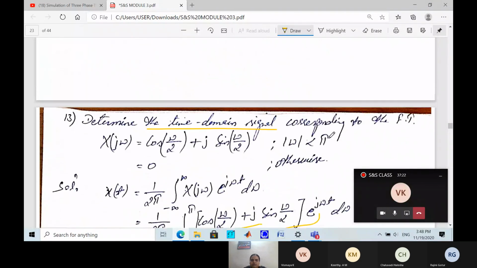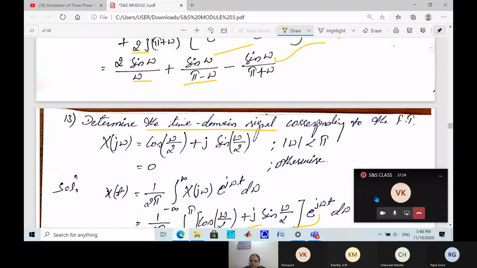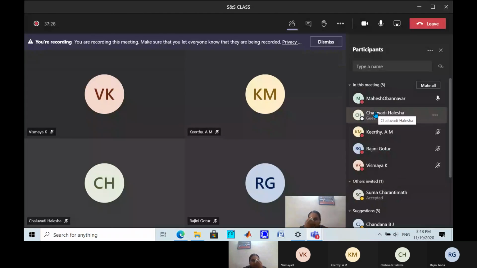Okay, we'll stop here. Next we will continue based on the properties of the Fourier transform: based on the properties, how to identify the property and how to solve those.